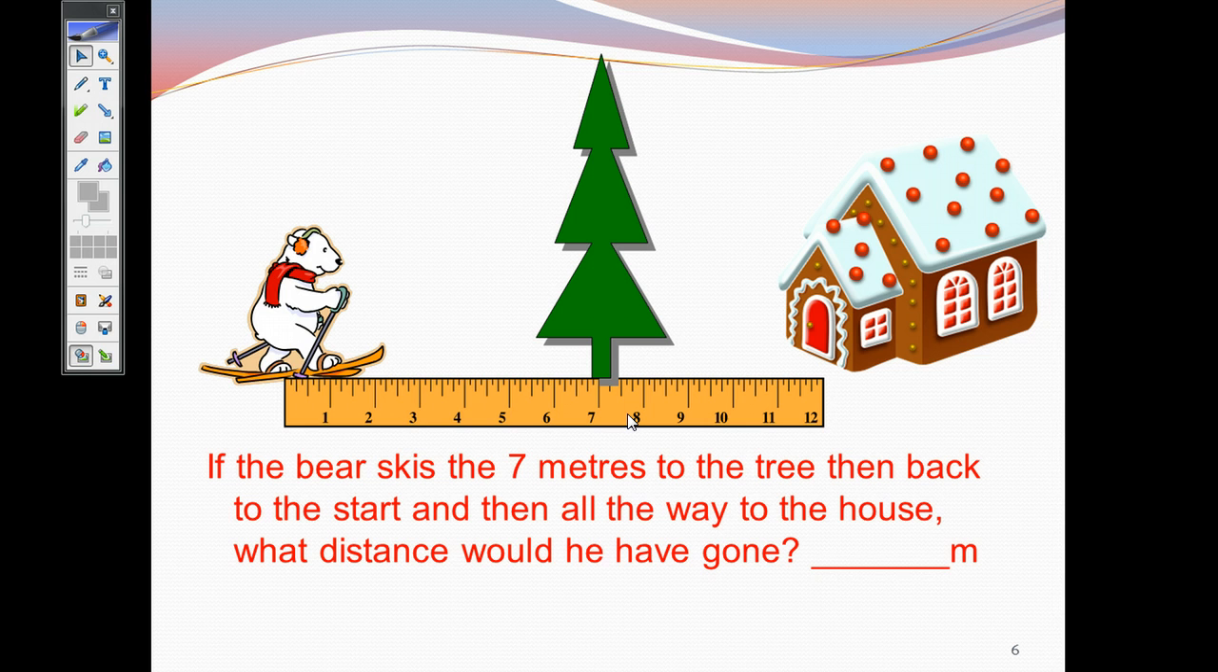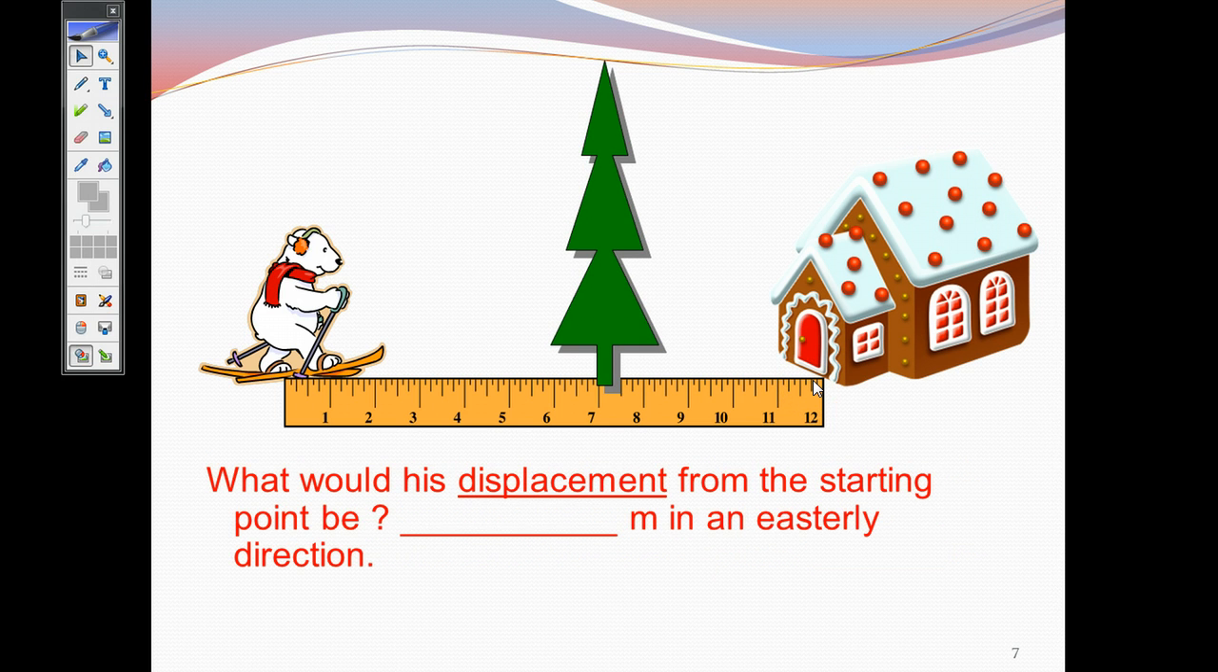Displacement is a vector. If we have a bear that goes 7 meters to the tree, back, and then to the house, the distance he would have gone is 26 meters. 7, 14, plus 12, 26. But the displacement the bear would have would be 12 meters in an easterly direction, because he's simply going to the house. Doesn't matter that he went to the tree and went back. From his starting point to his ending point, he went 12 meters.